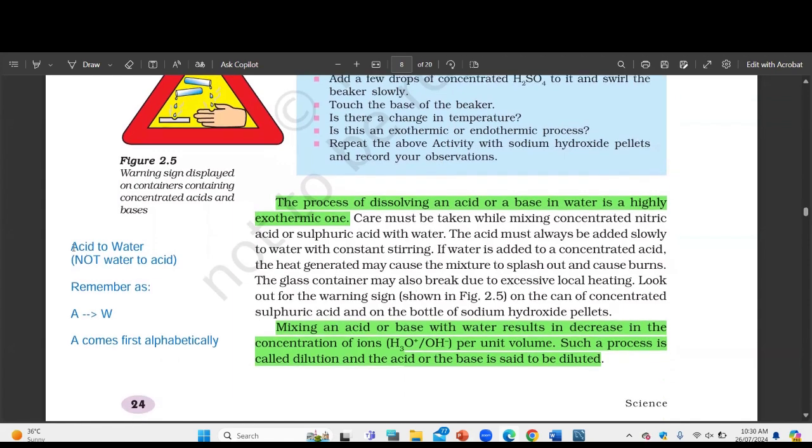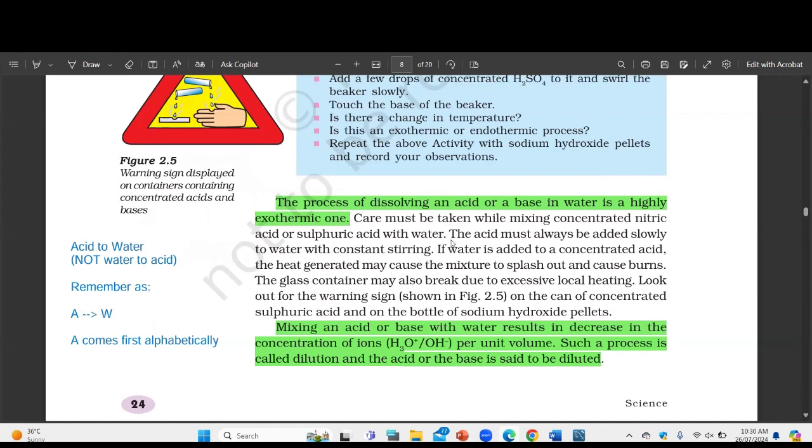Also, you can remember that acids should be added to water and not water to acid. You can remember it as A to W, which means A comes first alphabetically. So do always remember that acids must be added to water and never water to acid.